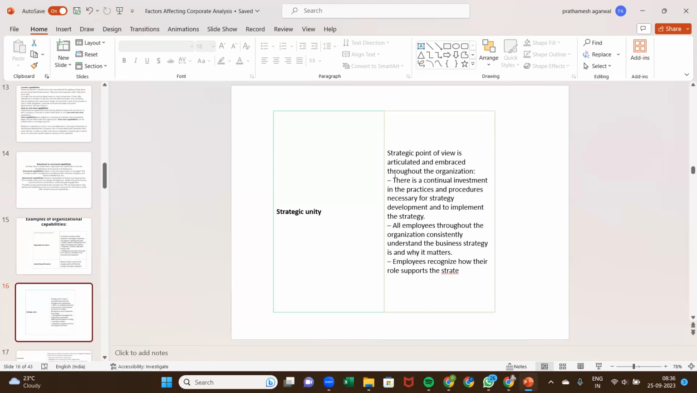So everyone in the organization needs to understand the strategic point, why the strategy is formulated, and why there is a continual investment in the organizational practices and procedures. Now, this will all help us to develop the strategy and implement the strategy. All employees throughout the organization consistently understand the business strategy and why it matters. Employees recognize how their role supports this strategy.